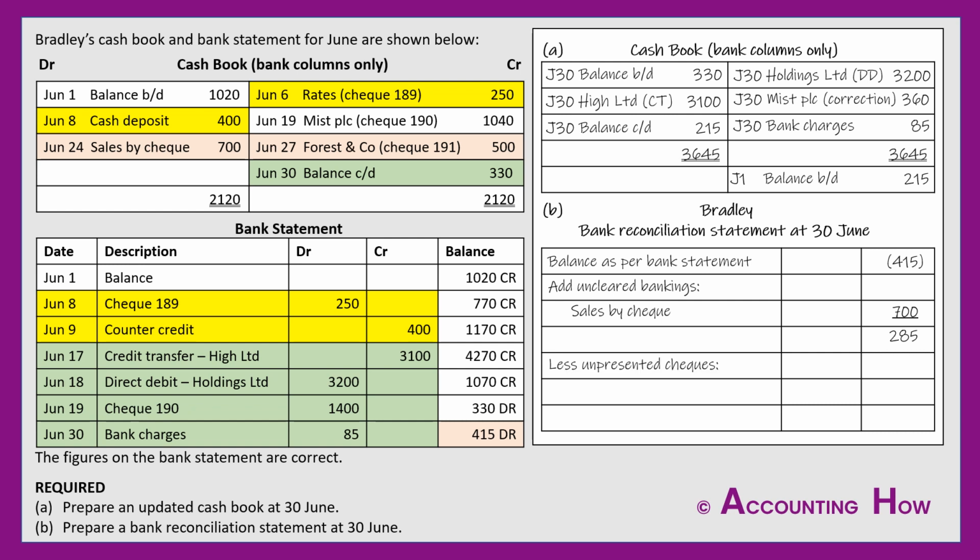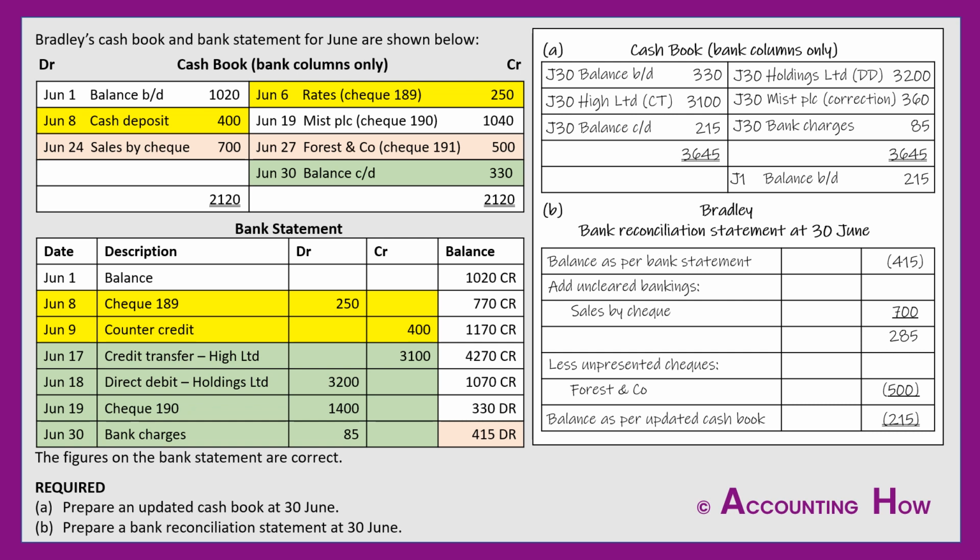So I'm going to call this an unpresented cheque, because it's a cheque that Bradley has written that hasn't yet been presented, hasn't yet been shown to his bank for payment. And then I'm just going to make a note that it was the cheque paid to Forrest & Co. And then that's going to reduce, as we say, the balance by 500.